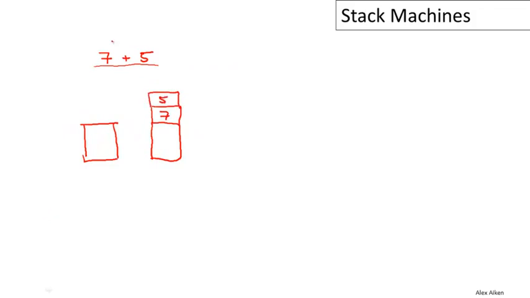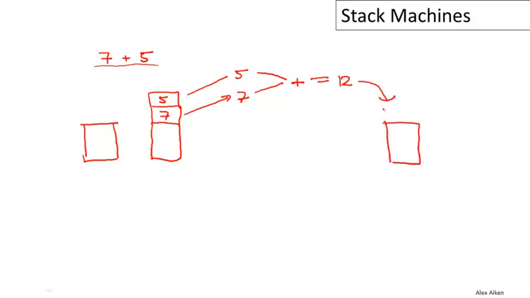And so now we want to compute the addition of 7 and 5. So addition takes 2 arguments. So we would pop the 2 arguments off the stack. Okay, we would wind up with the 5 and the 7 popped off the stack. We would perform the operation plus, and then the result would get pushed back onto the stack. So this would be equal to 12, and then 12 would get pushed back onto our stack.